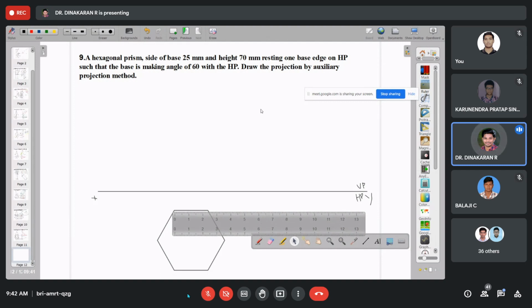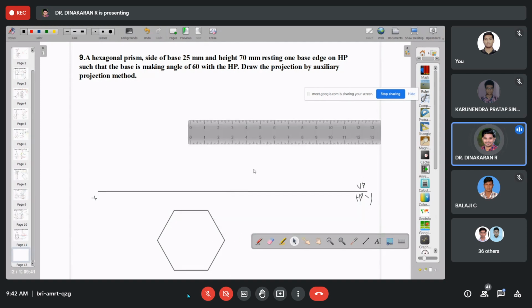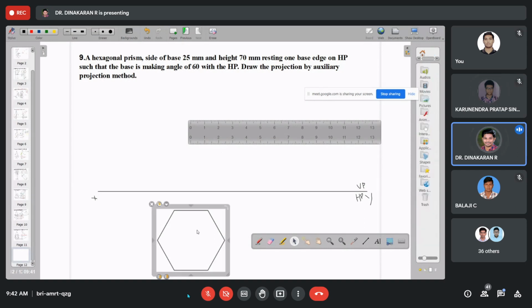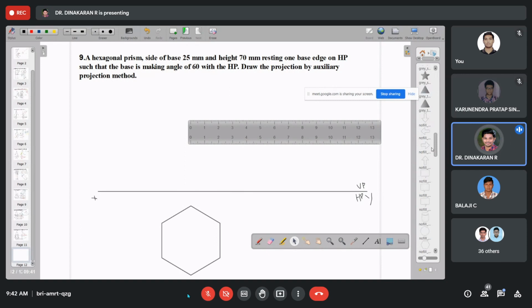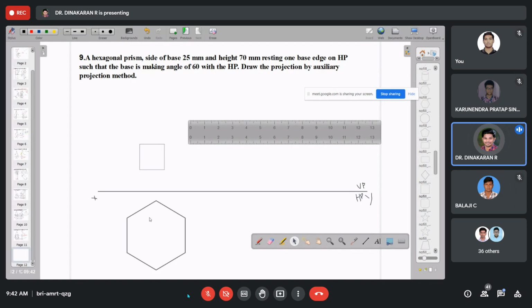The hexagonal prism of 25 mm base edge rests on HP such that the base is making an angle of 60 degrees to HP. Draw the projection by auxiliary projection method. So is one of its base edges or a corner on HP? One of its base edges is resting on HP. So it is placed as a hexagon, and after that we go for the projection.